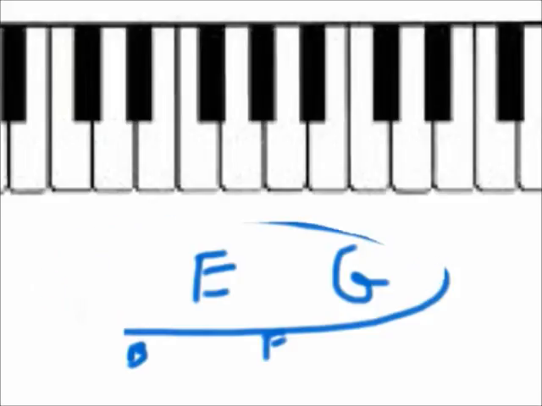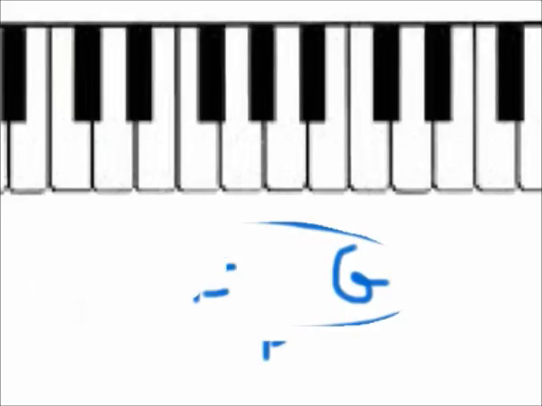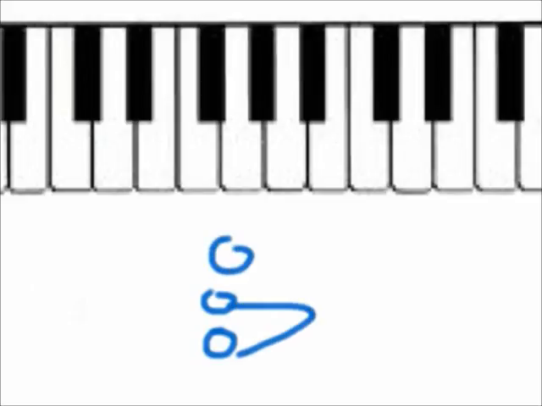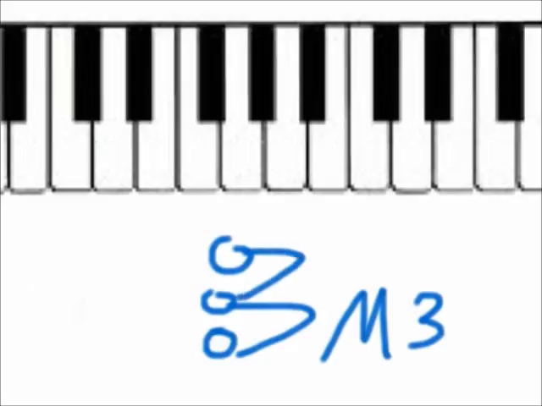So let's start talking about the major triad. A major triad always has the 3 notes. The bottom 2 notes are always going to be a major third, and the top interval between the top two notes is always going to be a minor third.